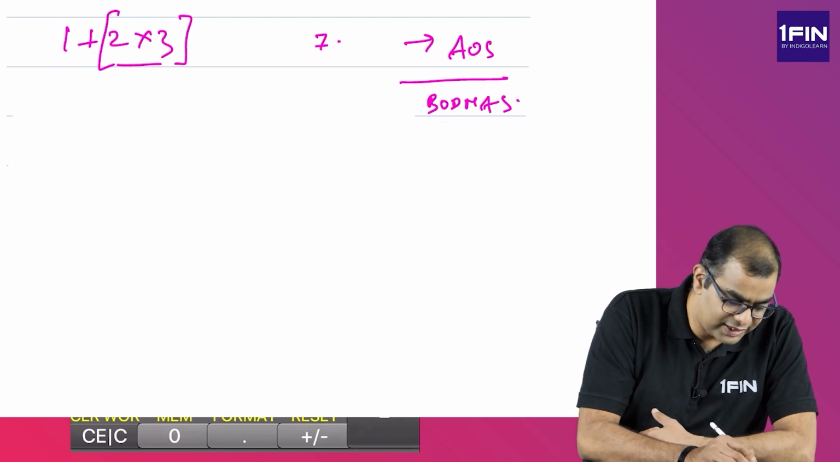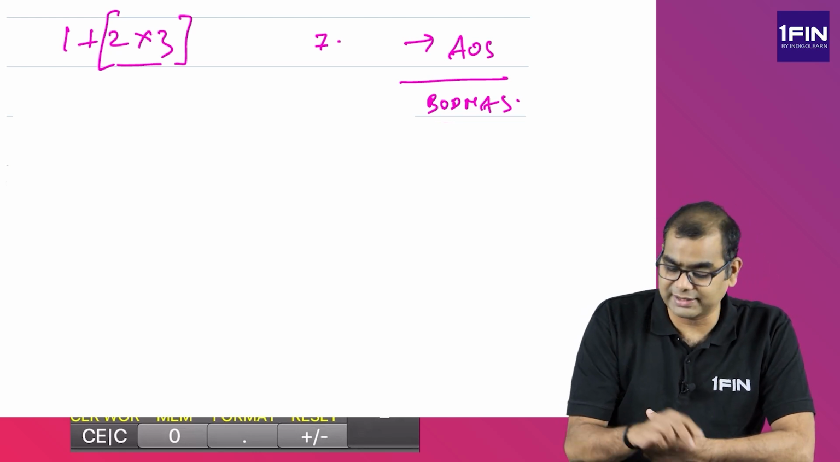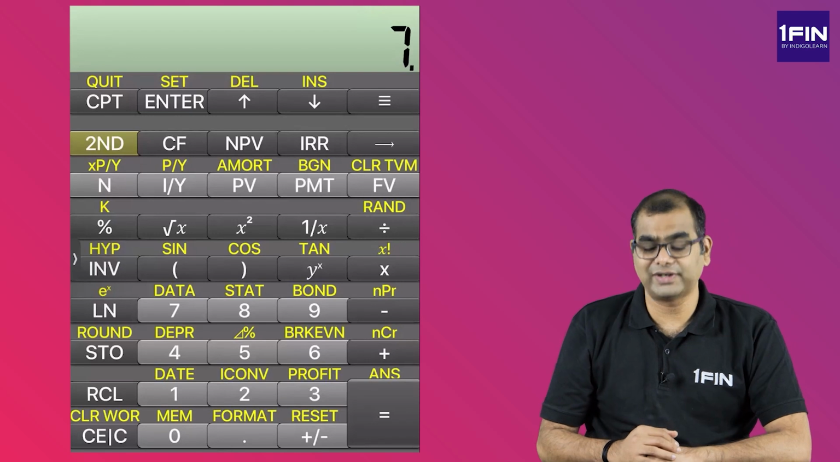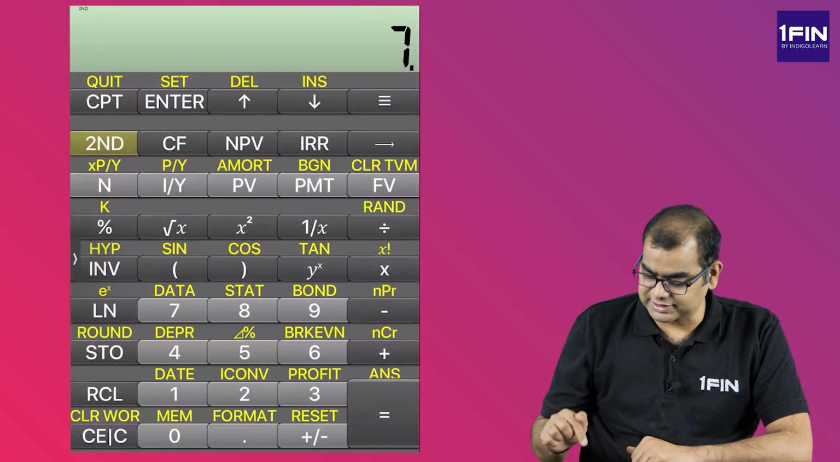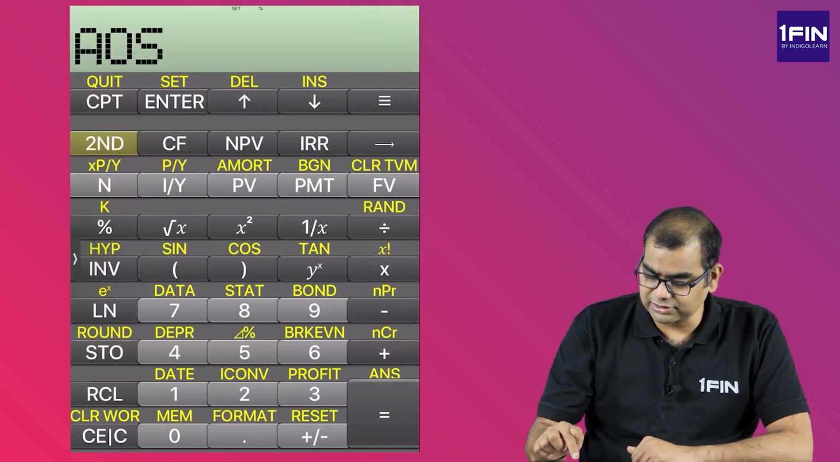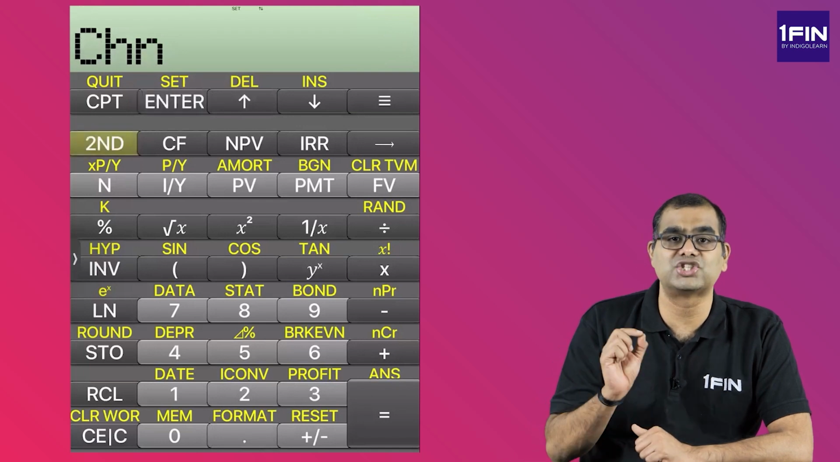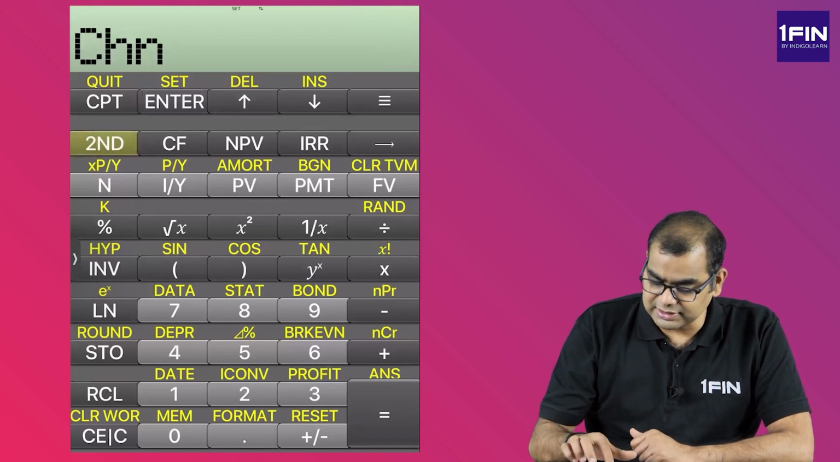Whereas you will get a different answer called 9. When will you get that? Let us see. I change the format. Instead of AOS, I set CHN. CHN is chain. Okay. Then enter, second, quit.